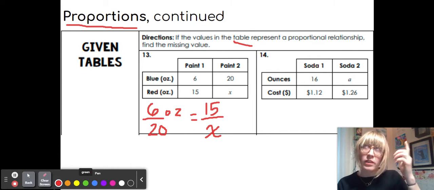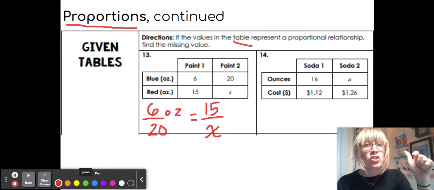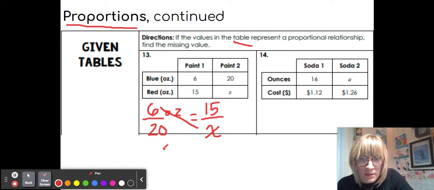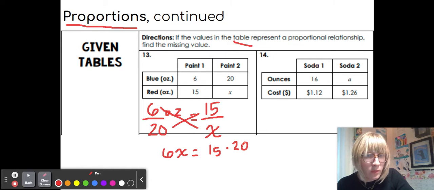And if we look back at your notes, you're going to see that what we want to do next is use our cross products, our cross multiplying, to set up our equation. So we'll say 6 times x is equivalent to 15 times 20, or 20 times 15, whichever way you want to write it.